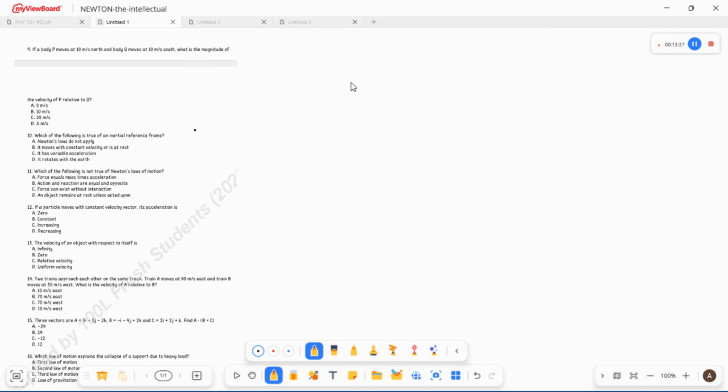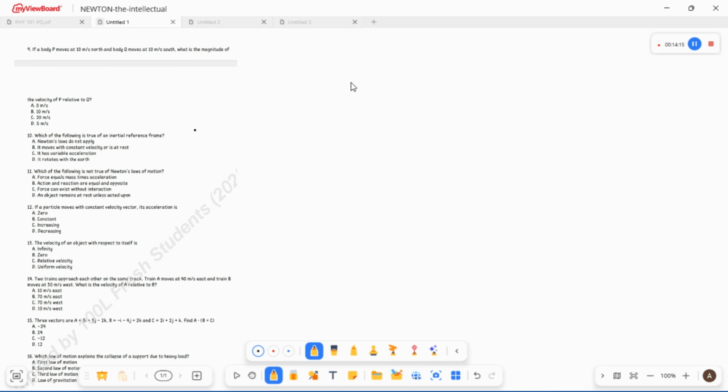Which of the following is true of an inertial reference frame? Now, an inertial reference frame is a frame that follows Newton's first law of motion. What is Newton's first law of motion? It states that an object will continue in a state of rest or in constant motion unless acted upon by an external force. So if there is no external force on a body, then it's going to continue in a state of rest. That is what the first law tells us, and an inertial reference frame obeys Newton's first law. Have that at the back of your mind.